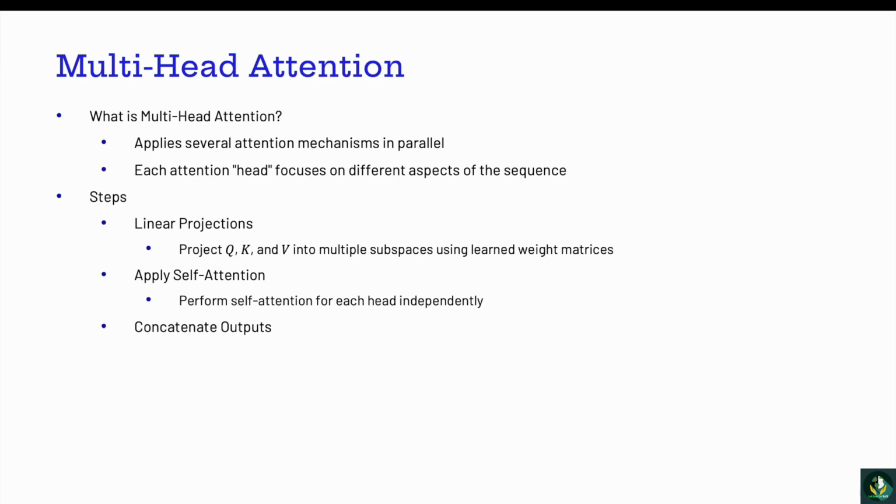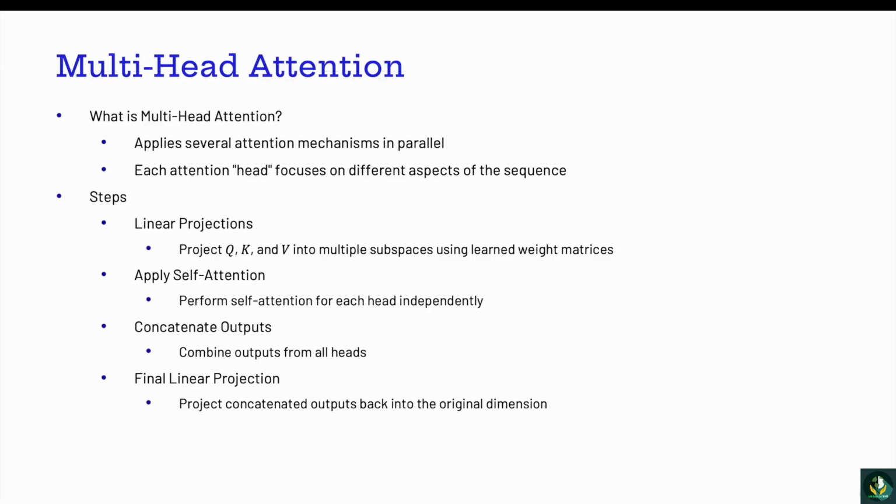Then you concatenate outputs, combining outputs from all the heads. And then a final linear projection. Project the concatenated outputs back into the original dimension. So MultiHead(Q, K, V) is equal to the concatenation of each and every head, times W^O.